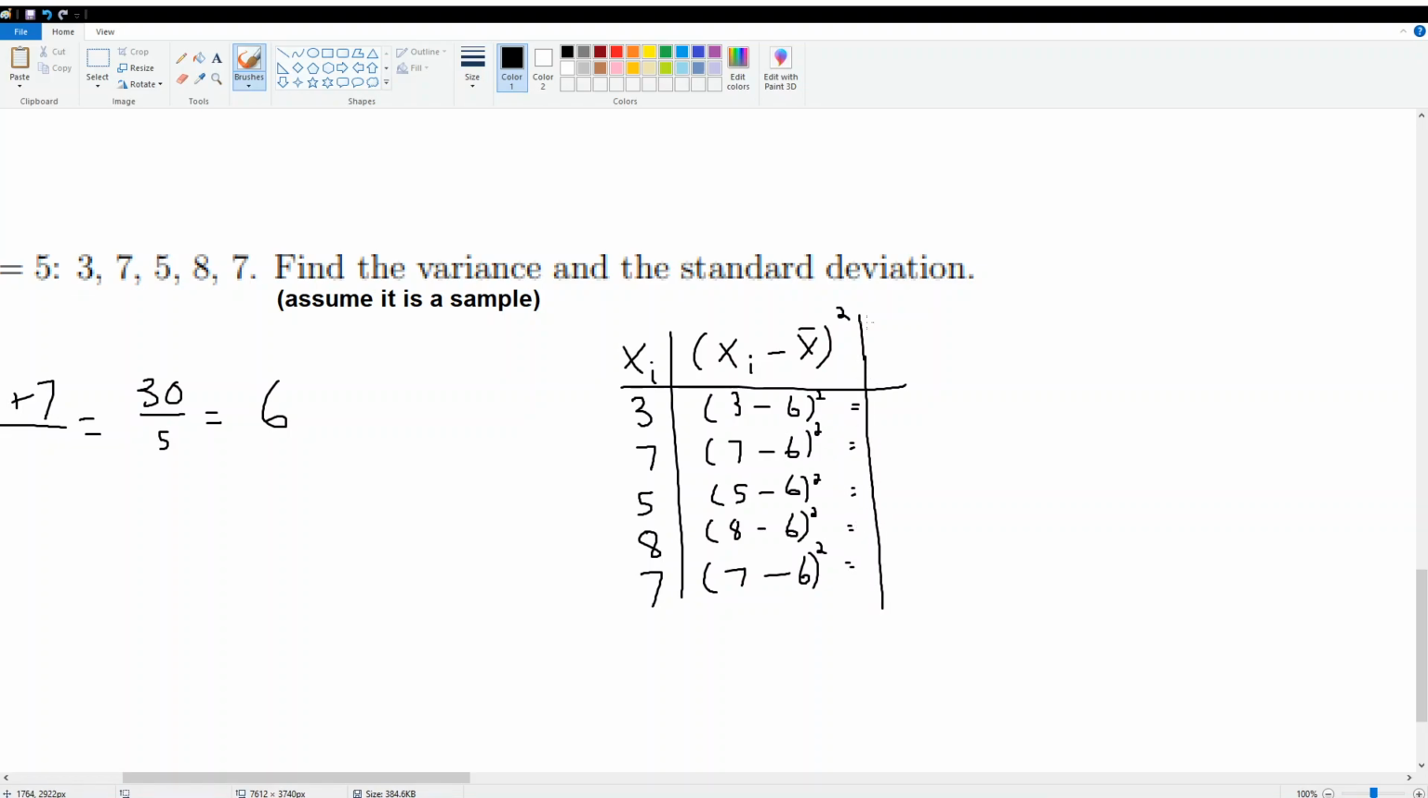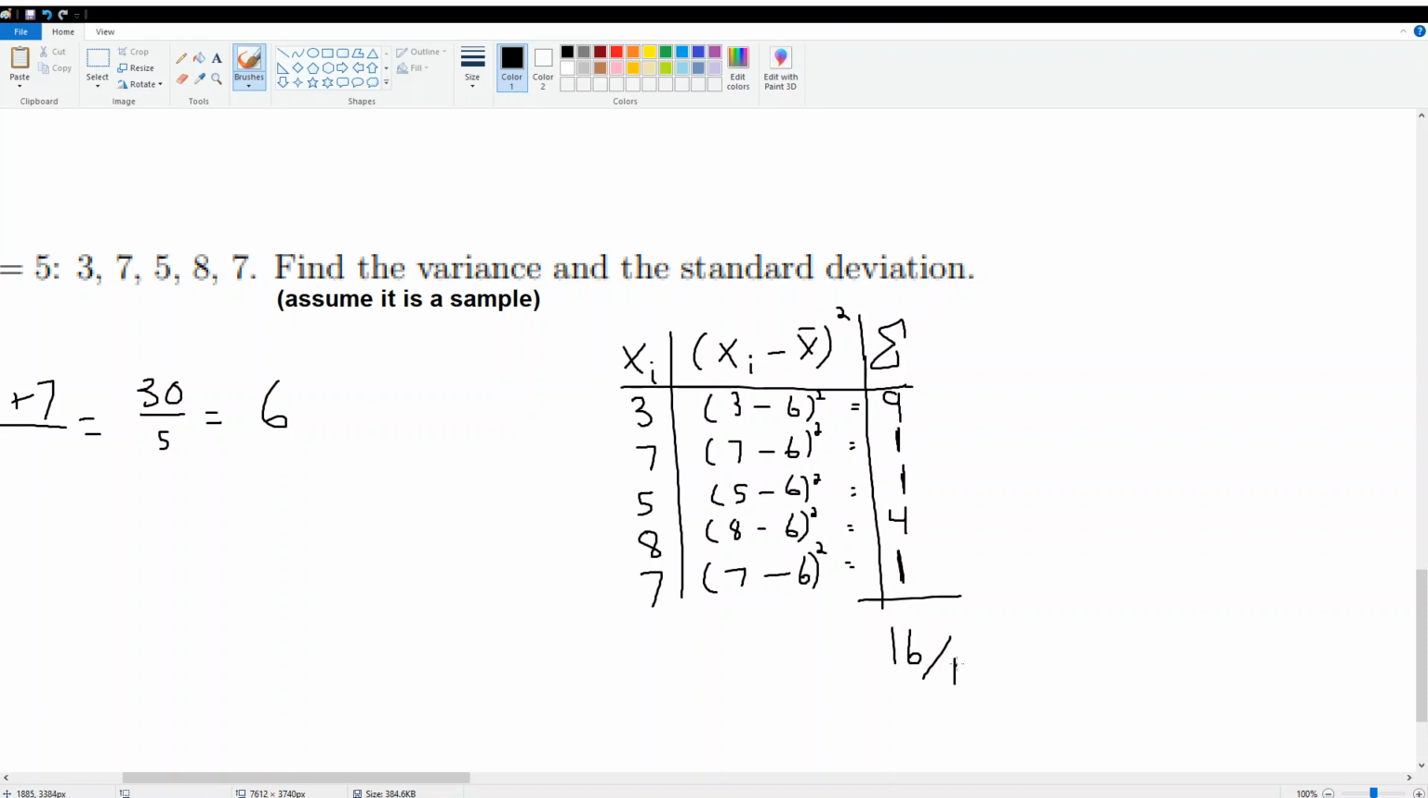And now we get these values. 3 minus 6, negative 3. Square that, positive 9. 7 minus 6 is 1. Square that, still 1. We have another 7 down here, so same thing. 5 minus 6 is negative 1. Square that is 1. 8 minus 6 is 2. Square that is 4. So now we're going to add them all up. 9, 10, 11, 12, 16.